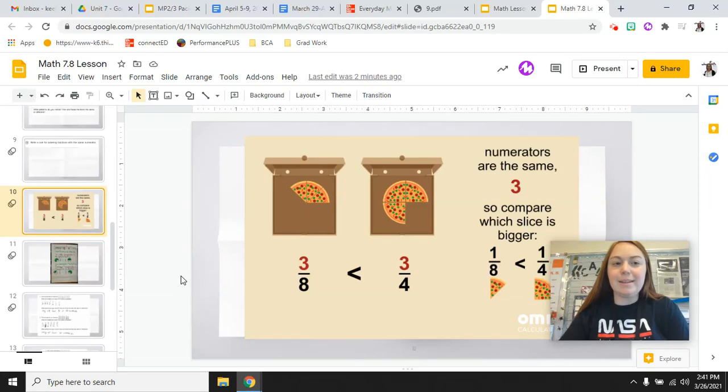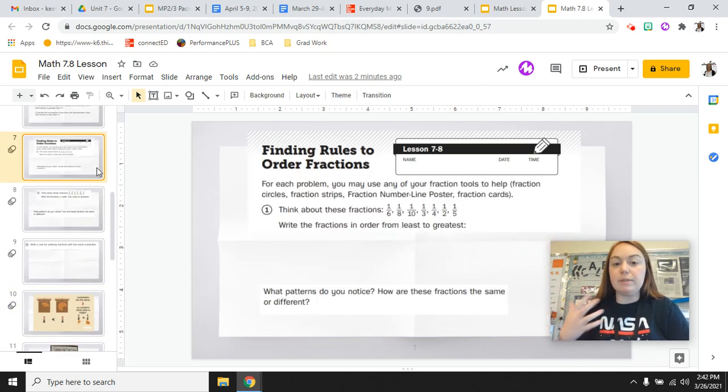Hey, third grade, this is lesson 7.8, part 2. So how we finished our class yesterday was we were looking at our open response problem about finding rules to order fractions. And I feel like this was a lot for you to try before learning a little bit about comparing fractions that have the same numerator. So as long as you tried your best, that's all we want.